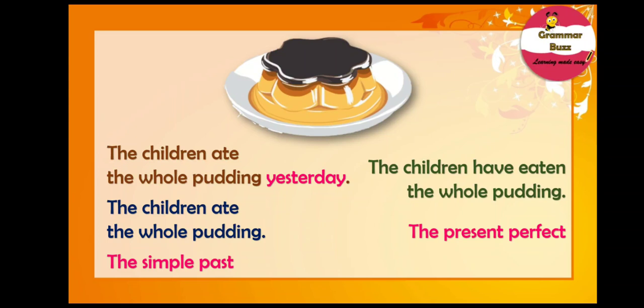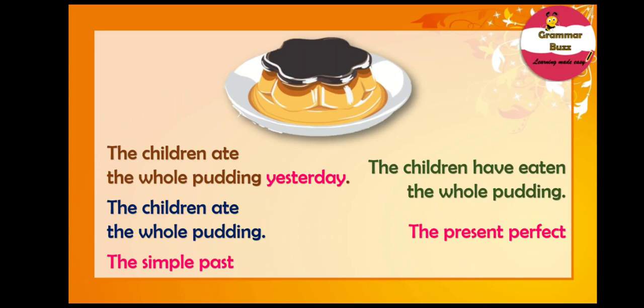Remember, in the simple past tense, the time of the action is important and it is specified. Whereas in the present perfect tense, the time of the action is not important and it is not specified. Remember, in simple past tense, the action done in the past time has no effect in the present. But in the present perfect tense, the action done in the past has an effect in the present and it is important.